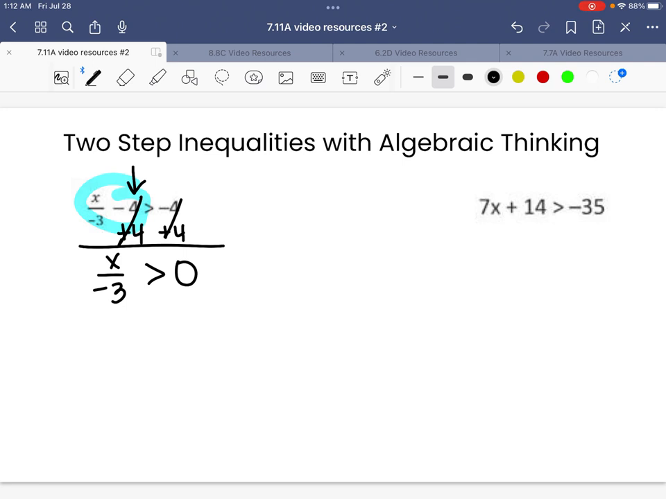In order to get x by itself, the inverse operation here is going to be to multiply both sides by a -3. And again, we're going to star this because this is an inequality and because I am multiplying both sides by a negative number, I will need to switch the sign.